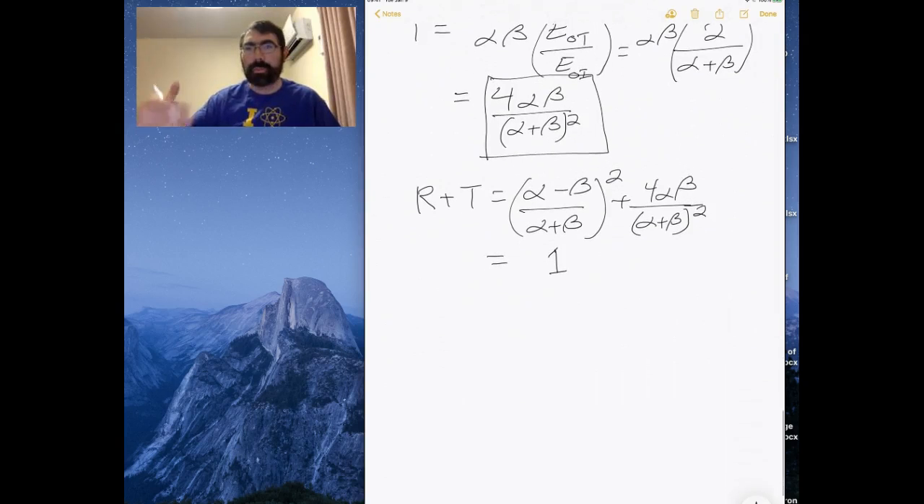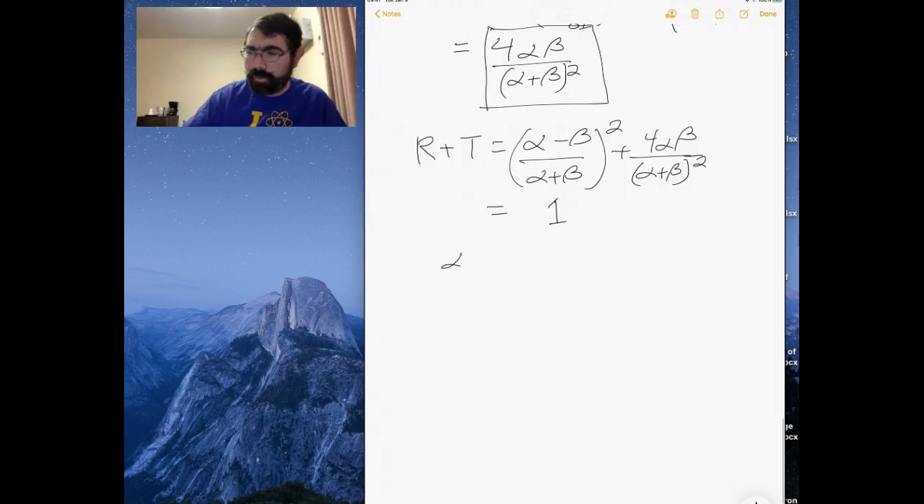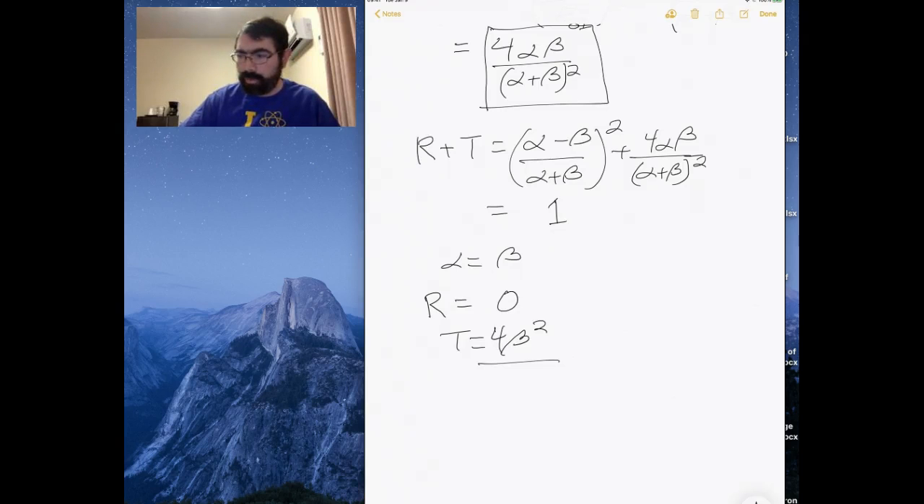If I now want to apply this to the Brewster angle, where alpha is equal to beta, then the reflection coefficient is 0, and the transmission coefficient is alpha times beta, which is just beta squared, times 4 over 2 times beta squared, because alpha is equal to beta. That is equal to 1. 100% transmission.